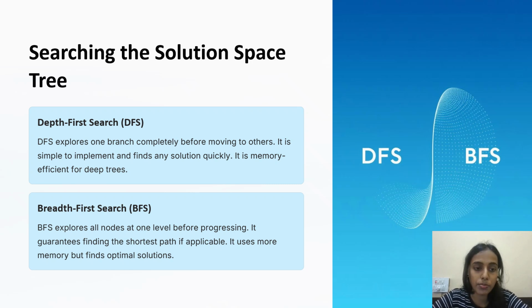And the second type is breadth first search. What is breadth first search? It explores all the nodes at one level before progressing. It guarantees finding the shortest path if applicable. It uses more memory, but it finds a more optimal solution.